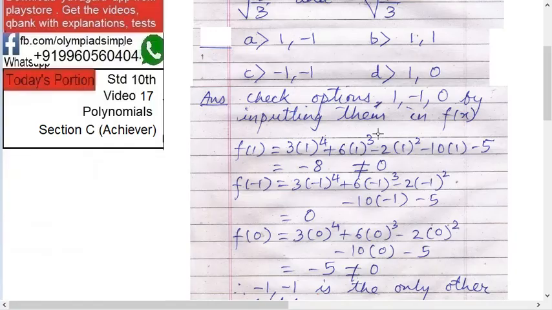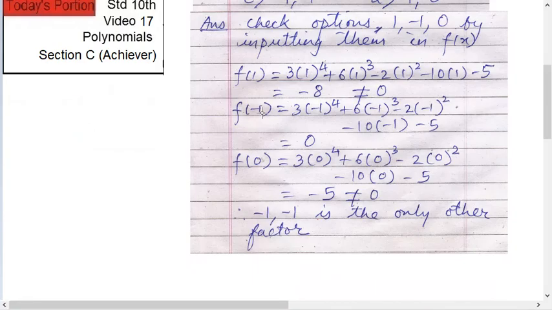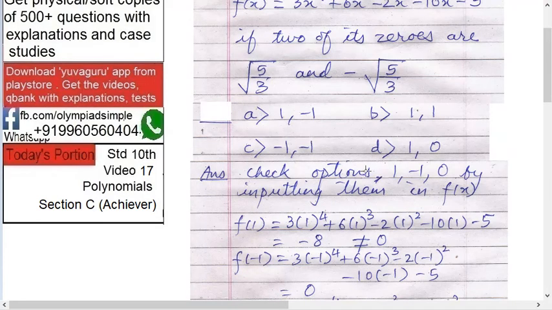Remainder theorem, right? So f of minus 1 is 0. Yeah, it's coming out to be. F of 0, it's minus 1. It's not coming out to be 0. So f of minus 1 is a factor, but 1 is not a factor and 0 is not a factor. So the two factors would be, check what are the options, only minus 1, minus 1. So these are the two remaining factors.